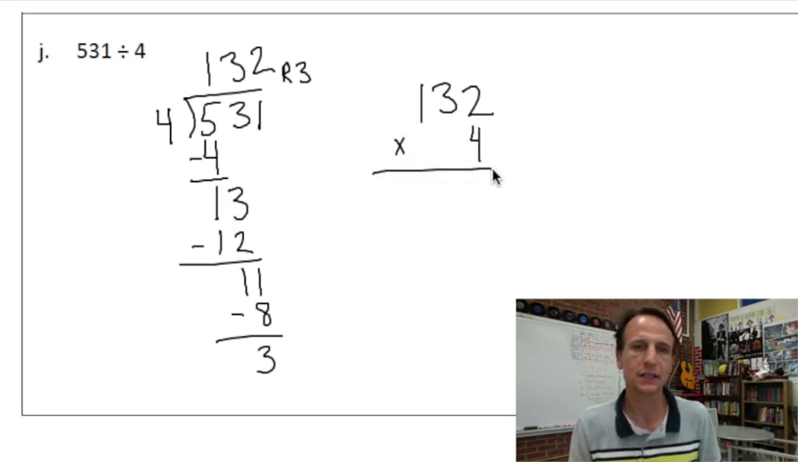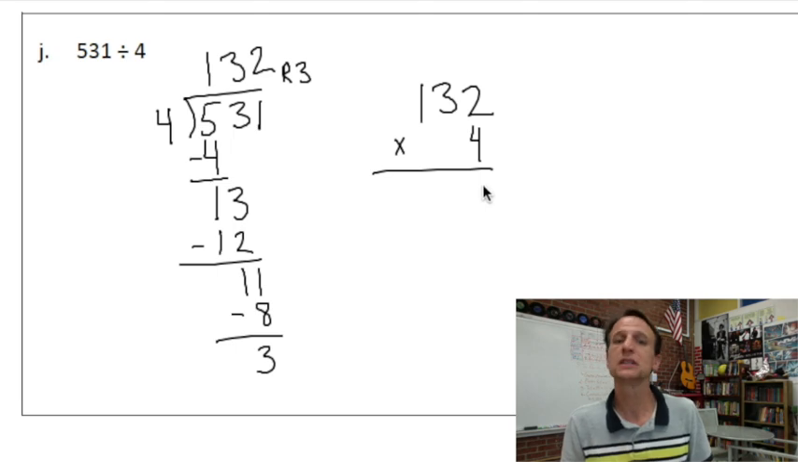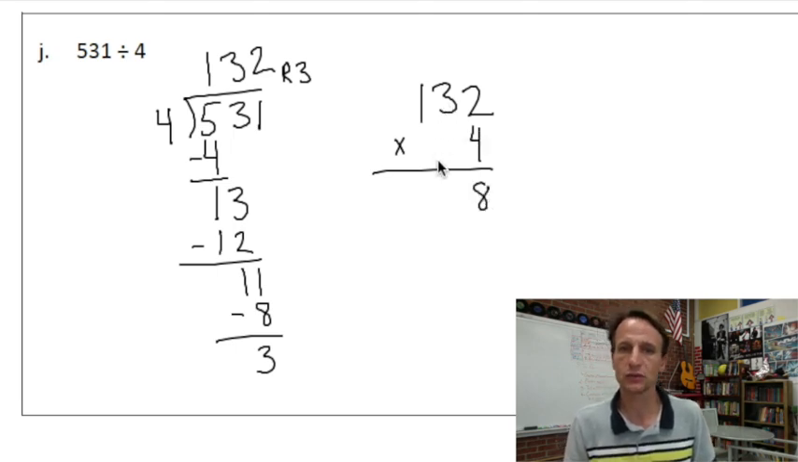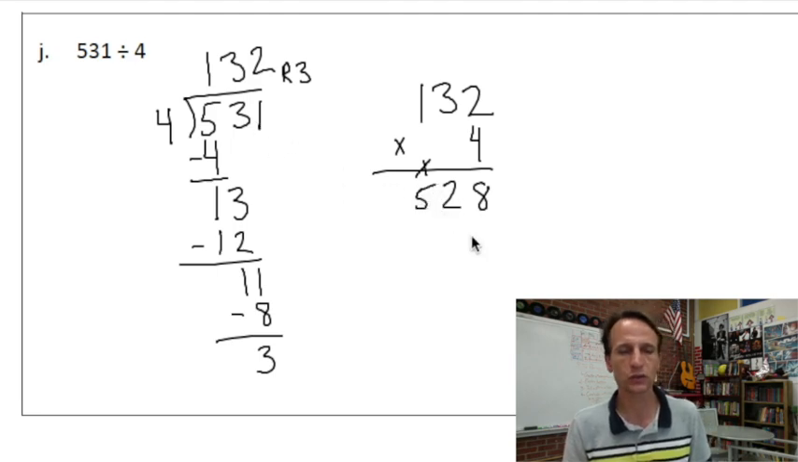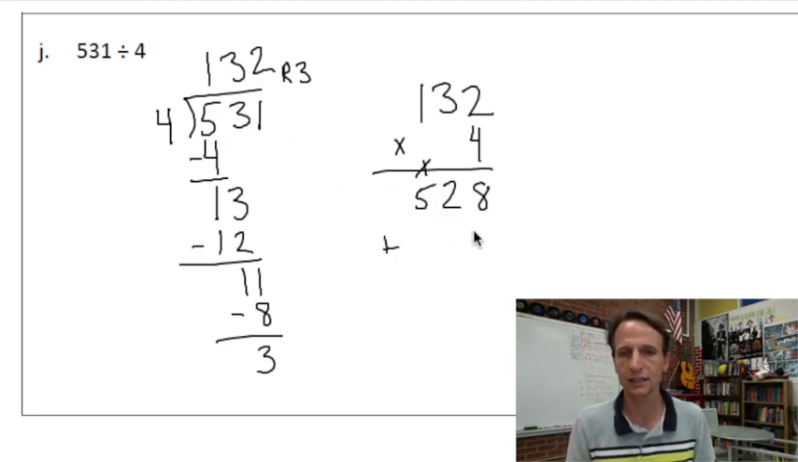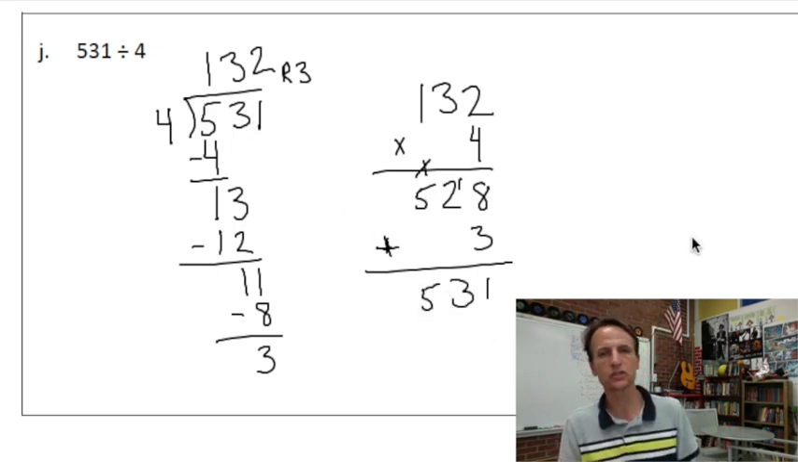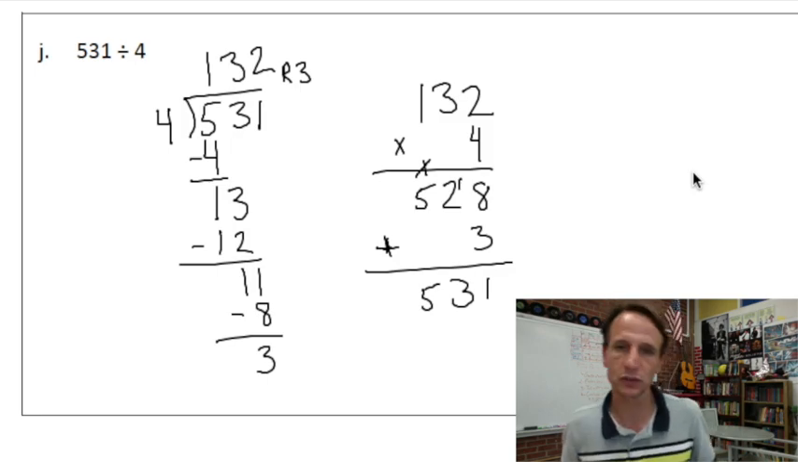of 4. So 4 times 2 is 8. 4 times 3 is 12. 4 times 1 is 4, plus 1 is 5. Wait, that's totally wrong. No, it's not, because we have to add in the remainder of 3. And so 8 and 3 are 11. Group that. 1 and 2 are 3. And then we have the 5. So 531. Check. And we just have a little word problem to do.